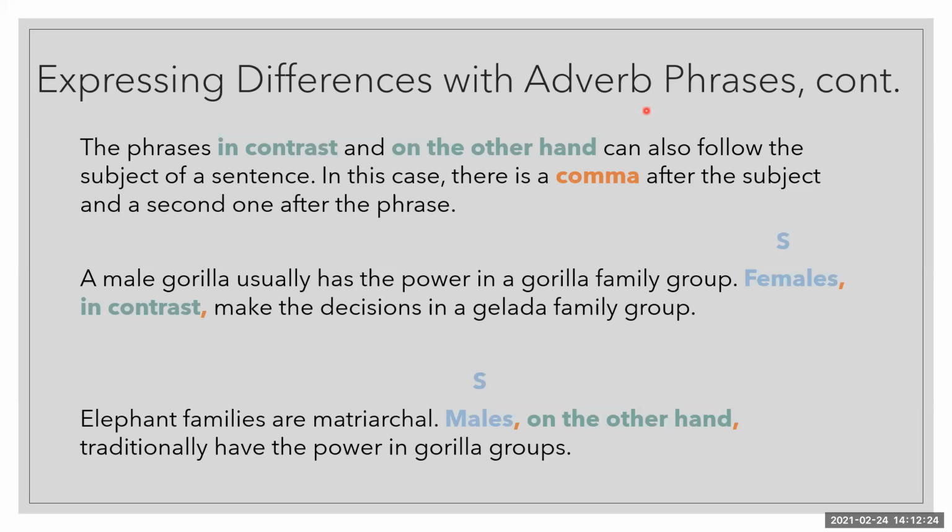Your book also mentions that these phrases can go after the subject. So I've included those examples here. We can have females, comma, in contrast, comma, make the decisions. So it's important to notice that if you're going to do that, you need a comma before and after your adverb phrase. So here we have males, comma, on the other hand, comma. However, as I mentioned before, I think it's easier and simpler to treat these as you would similarly and likewise, or single word adverbs.